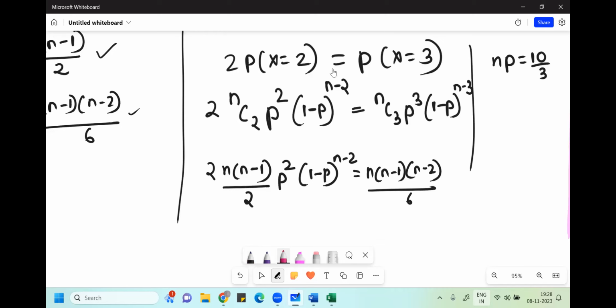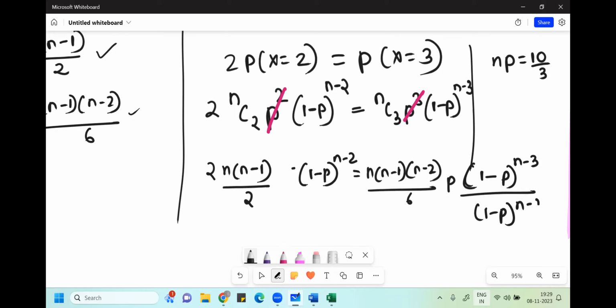So guys, can I cancel here? This is p cube, this is p squared. So I can write this as p, no? I hope p cube by p squared is clear. Any problem? So this is 1 minus p to the power n minus 3 by 1 minus p to the power n minus 2. Any doubt? I can, if I bring this side, you're getting me, no? So, clear, everyone?